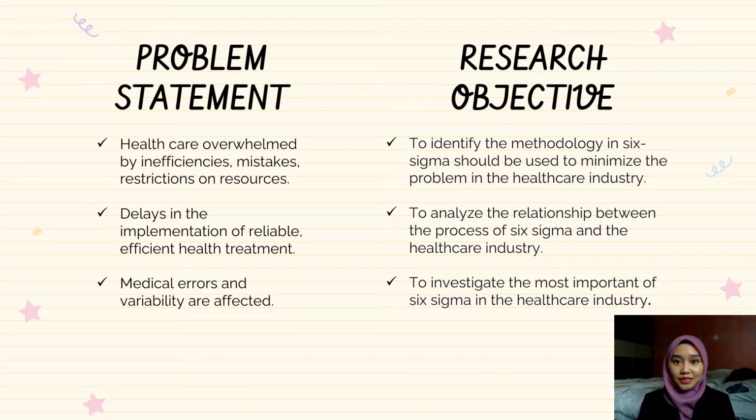Next is research objective. First, to identify the methodology in Six Sigma that should be used to minimize the problem in the healthcare industry. Second, to analyze the relationship between the process of Six Sigma and the healthcare industry. And third, to investigate the most important aspects of Six Sigma in the healthcare industry.